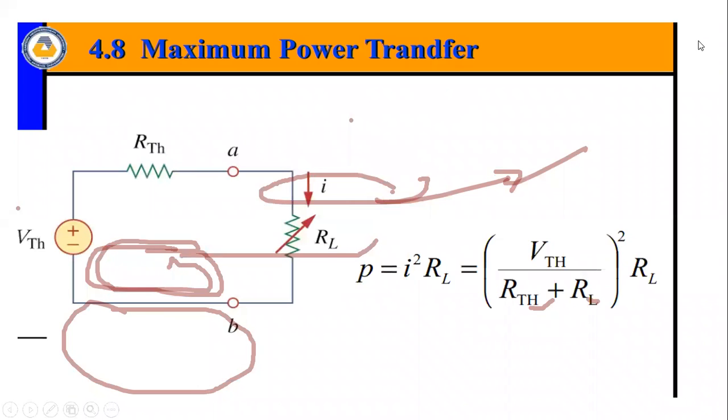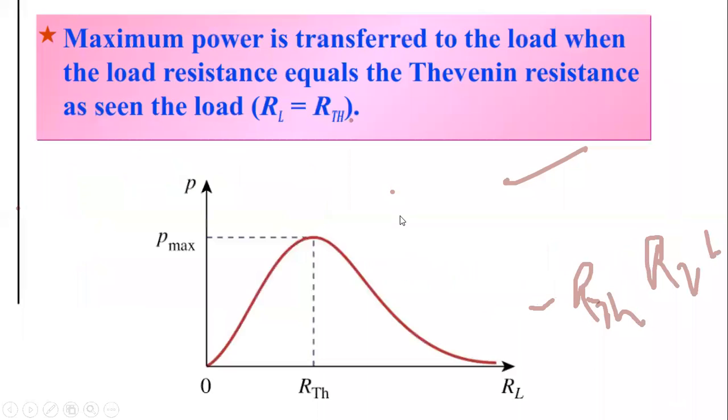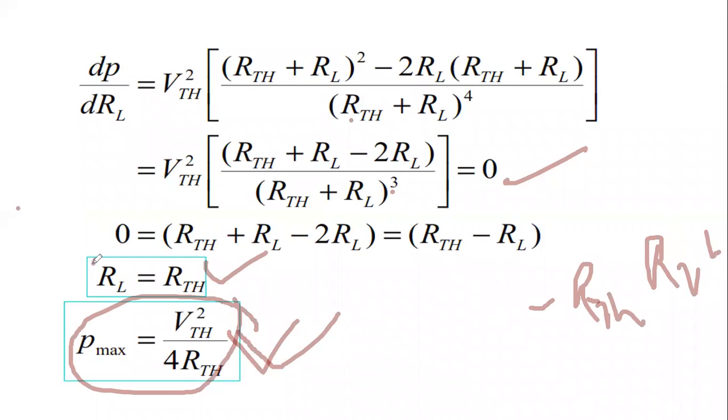Here, if you put RL equal to RTH, so if you put this as RTH and this also as RTH, and solve it, you can get this thing. VTH square divided by 4 RTH is the formula for maximum power, and the condition for maximum power is RL equal to RTH. So maximum power will be transferred to the load if it is equal to Thevenin's resistance.